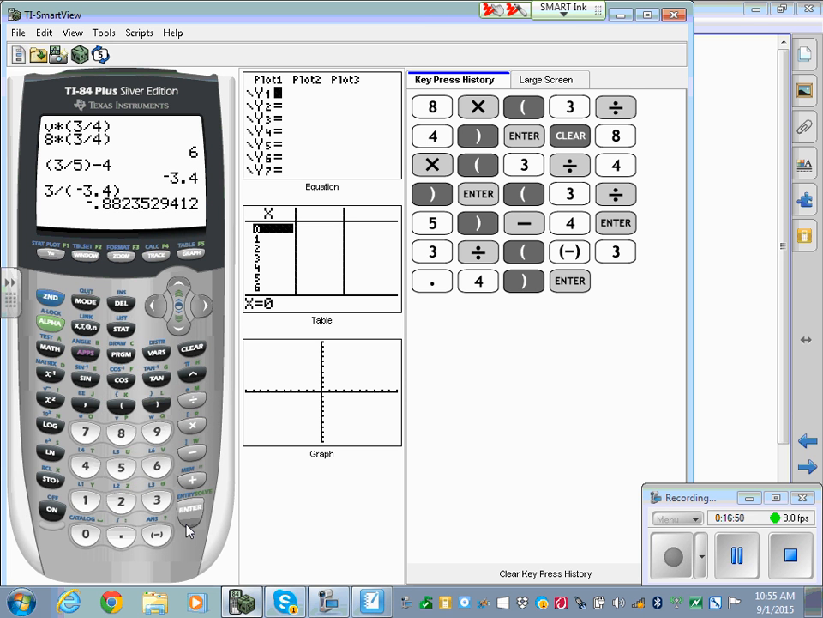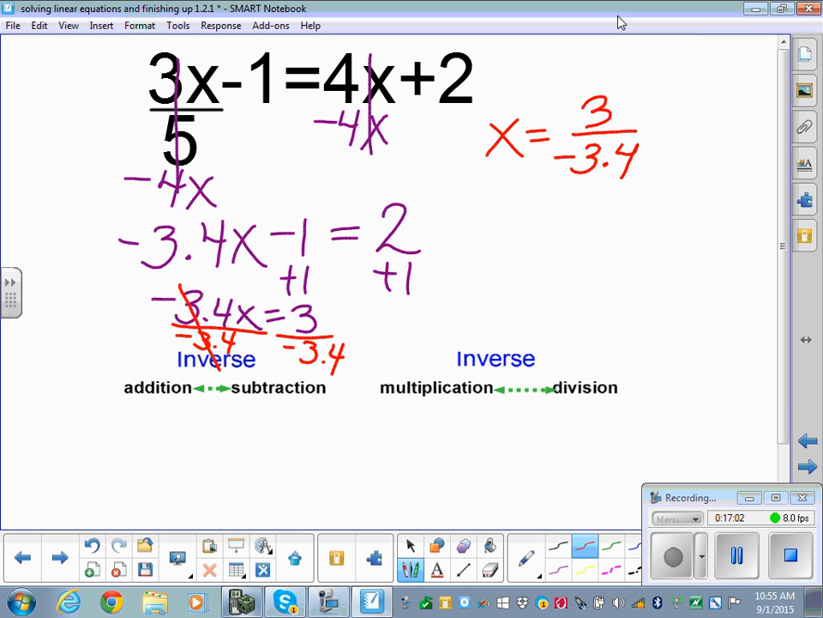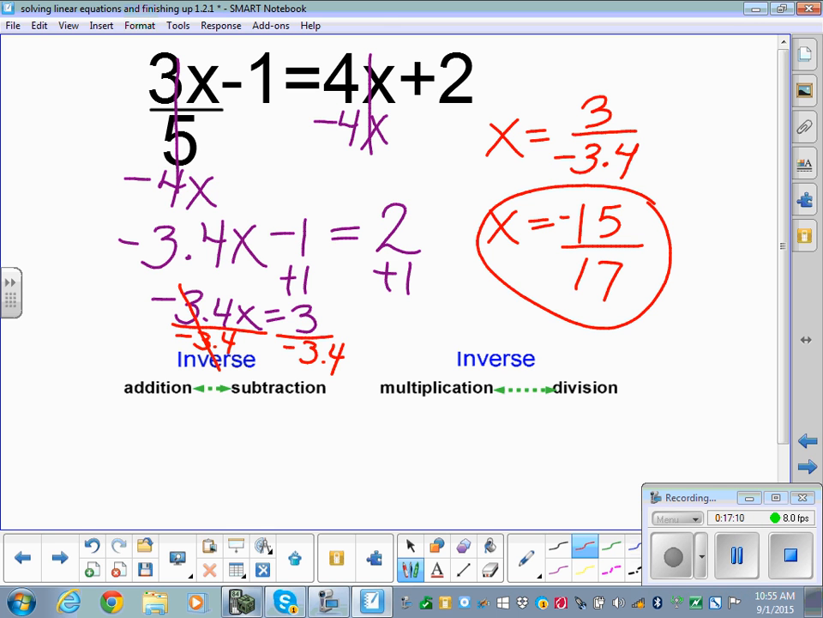I do not want decimals. I want fractions. So I'm going to hit the math key. Then I'm going to hit enter, enter, and I get negative 15 over 7. That is my final answer. Negative 15 over 7. So x is equal to negative 15 over 7. Thank you. I kept saying 7. Okay, thank you. Questions?